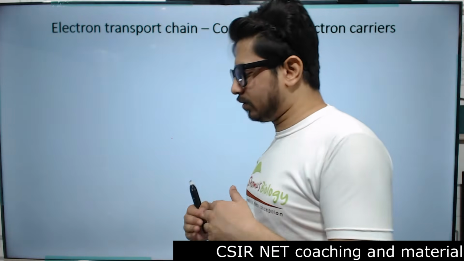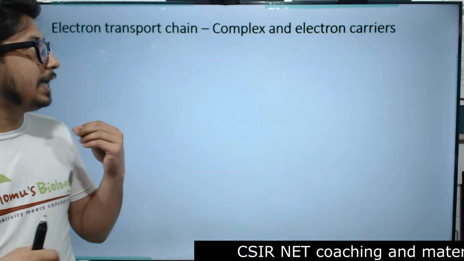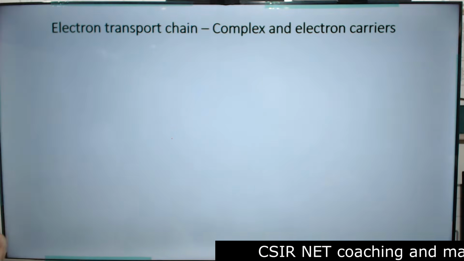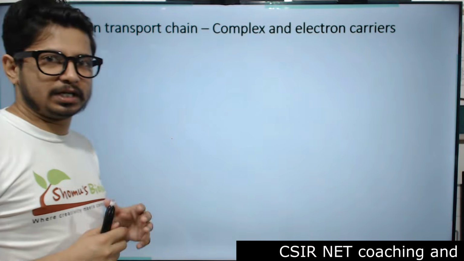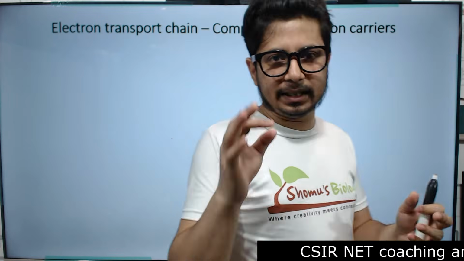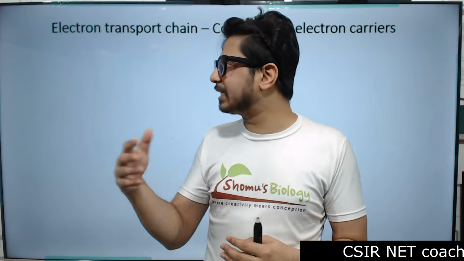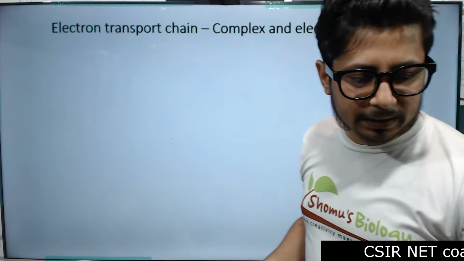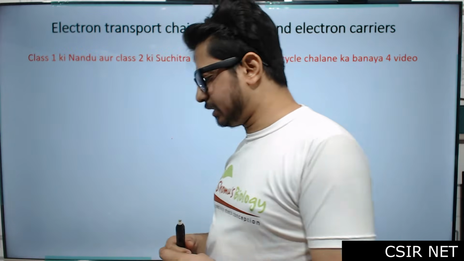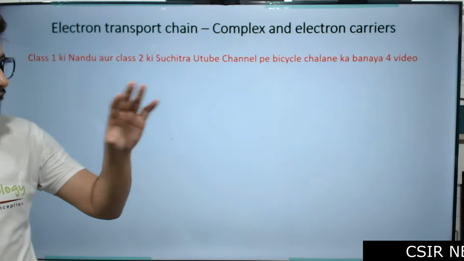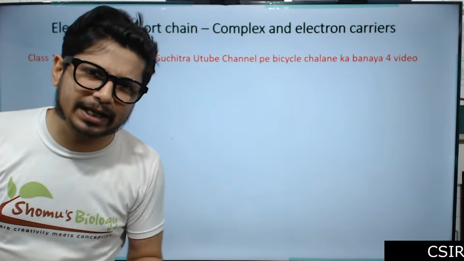Now I'll move to the process, that is, the complexes and electron carriers that are involved in the electron transport chain. This is the most important part that you need to understand, right? The names of the complexes and how exactly the electron flow is done. For that, we have this particular mnemonic for you. First, understand this, then I'll also give you pictorial help.